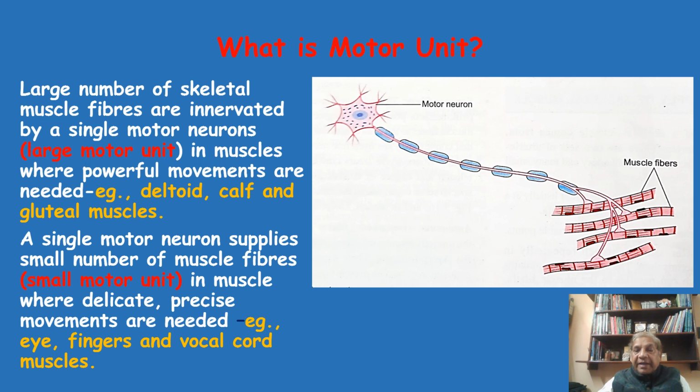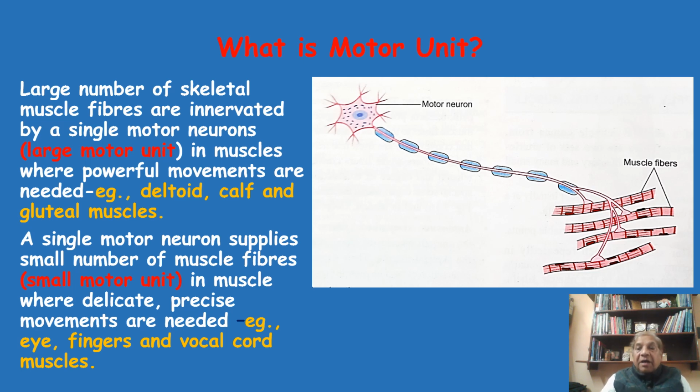And what is the utility of a large motor unit, where a single motor neuron is supplying thousands of muscle fibers? This provides strength to the muscle. These muscles are usually powerful, with coarse movements. Our deltoid is very powerful, our gluteal muscles are very powerful, and our calf muscles are very powerful muscles.